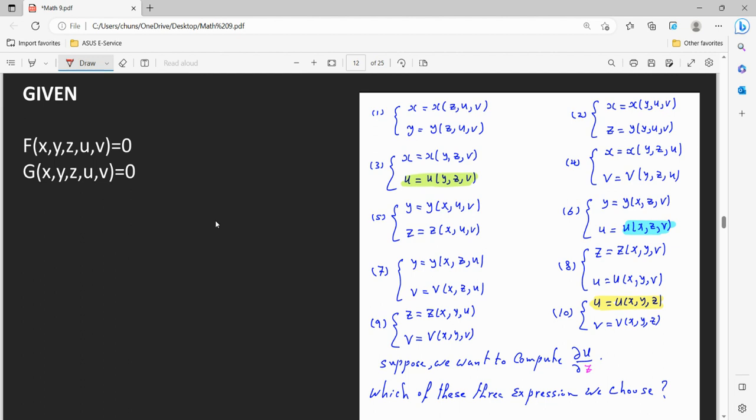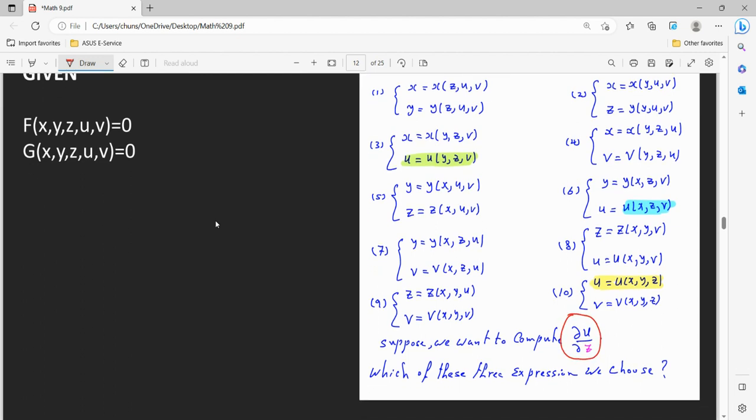So what if we wanted to find the partial derivative of u with respect to z? We would want to find equations that have u as the prime function with respect to z. So z has to live in there somewhere. That gives us 3 equations to choose from. So we can use any of those 3 and then solve using that.